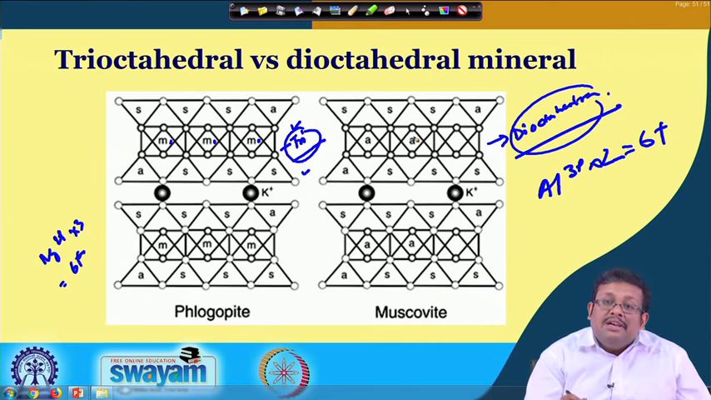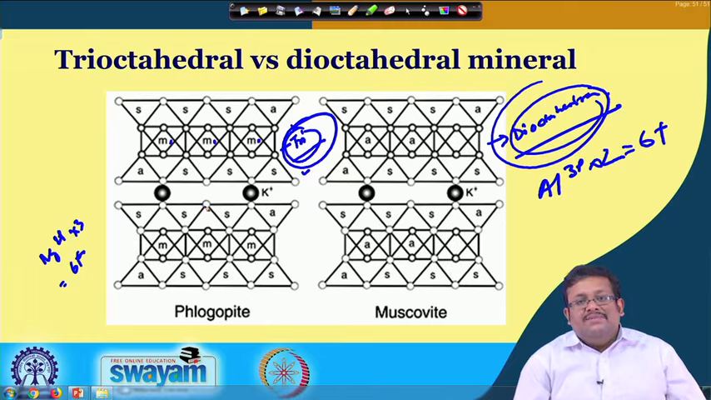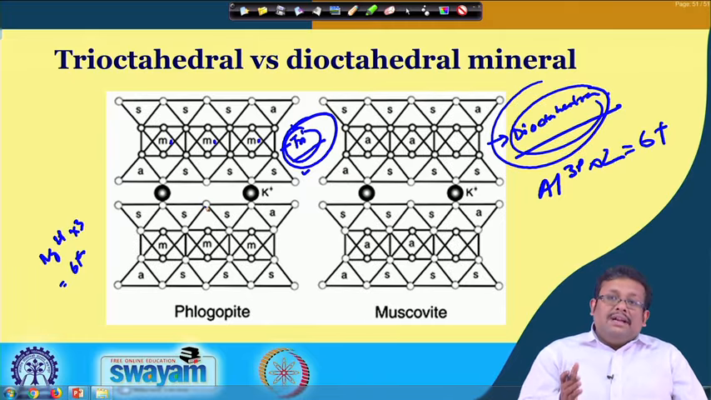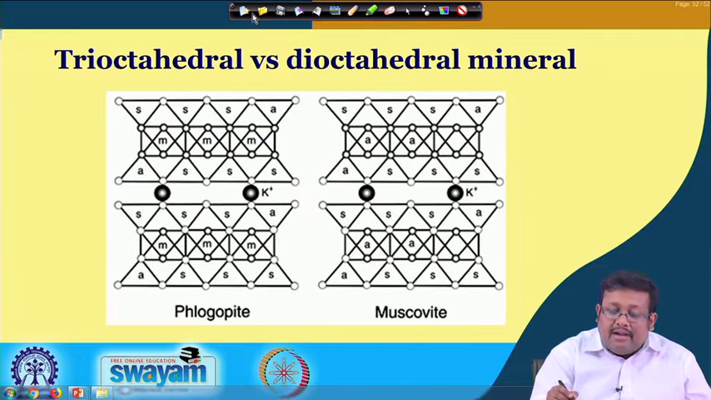Here the aluminum is prevalent in case of dioctahedral structure, whereas in case of trioctahedral structure you will see magnesium is prevalent. So, I hope that you can understand now what is the difference between trioctahedral structure and dioctahedral structure. Okay.